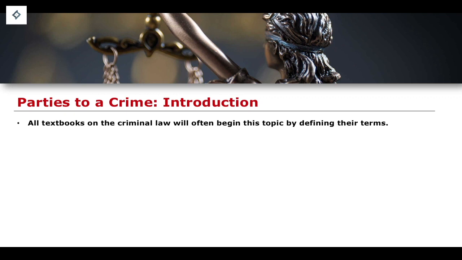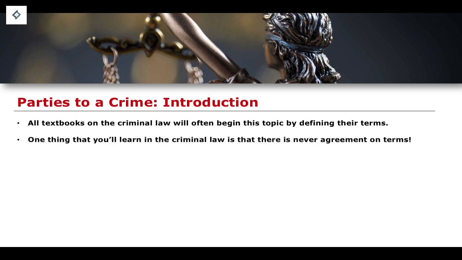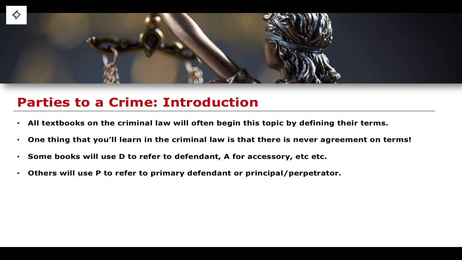All textbooks on criminal law will begin this topic by defining their terms. And one thing that you will learn about the criminal law is that there is not an agreement on the terms in these areas. So I'm going to talk about how we're going to define our terms in these lessons, looking at parties to a crime. Some books will use D to refer to a defendant, and then they will use A to refer to the accessory, so a secondary defendant who is an accessory to the crime. Others may use P to refer to the primary defendant or the principal defendant, or the perpetrator, and then use D to refer to the rest of the defendants.